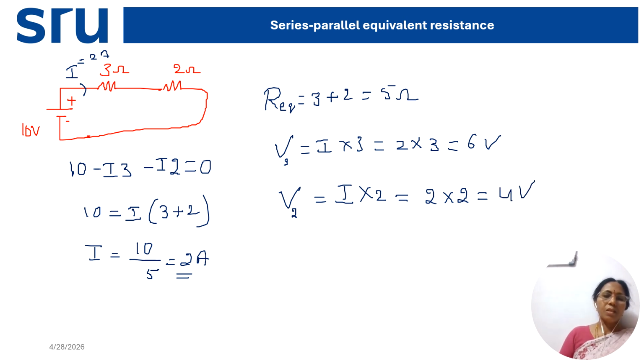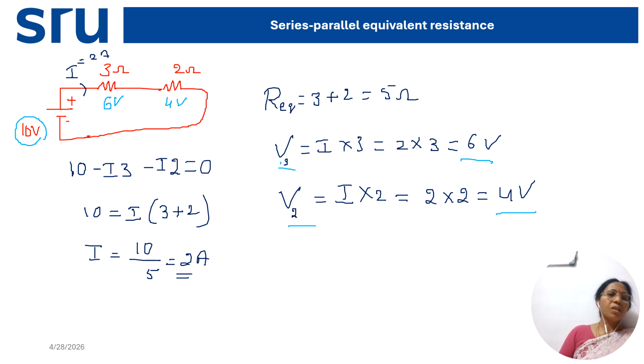Now look at this. How much voltage did we apply? Here the source voltage is 10. Then what is the voltage drop across the 3 ohm? It is 6 volt. See here, the voltage across the 3 ohm resistance we got is 6 volt, and the voltage across the 2 ohm is 4 volt.